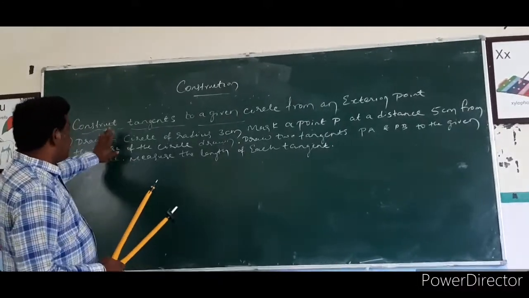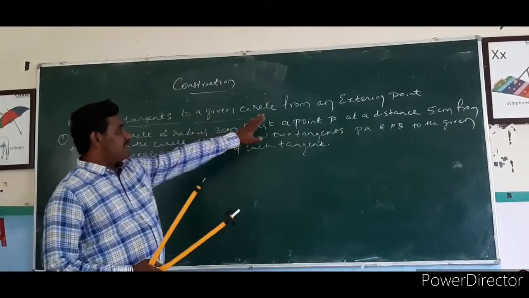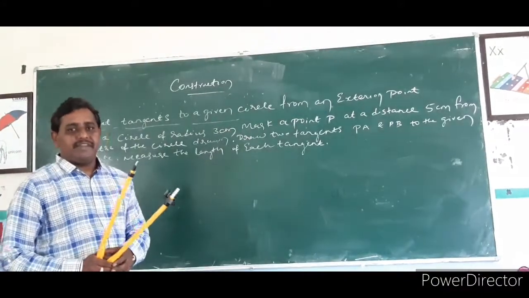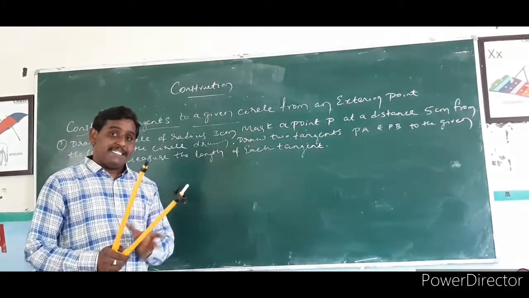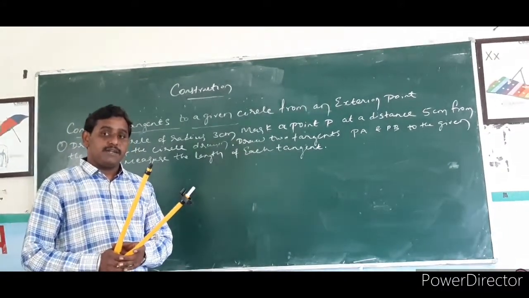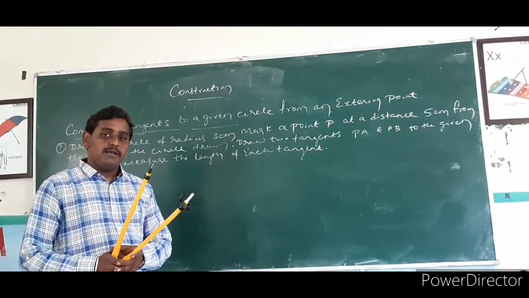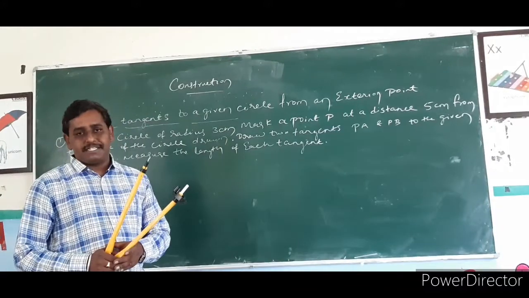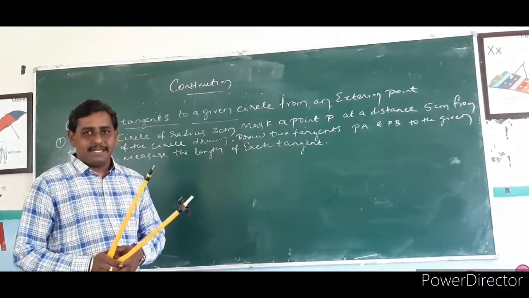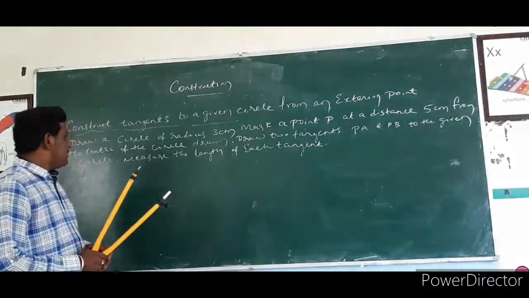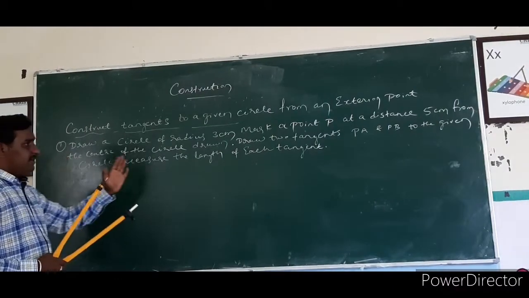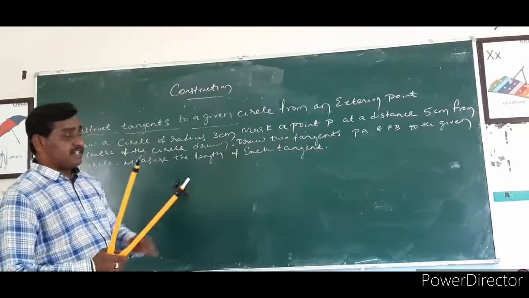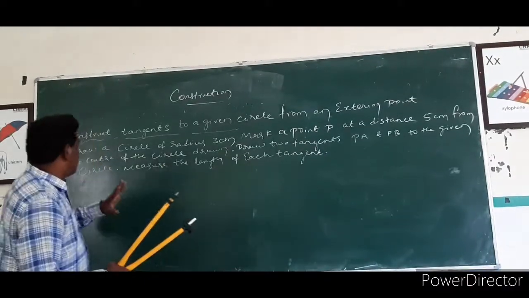The next type of construction is to construct a tangent to a given circle from an exterior point. You already know how many tangents we can draw to a circle from an exterior point. Only 2 tangents are possible from an exterior point of a circle. This is very important also. Last year they asked this type of construction for 4 marks. So look at the steps.